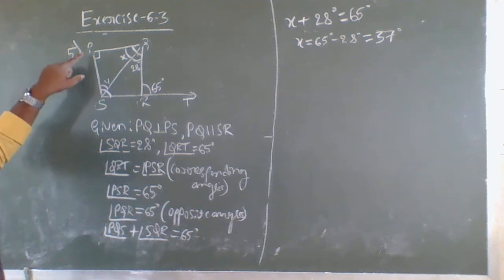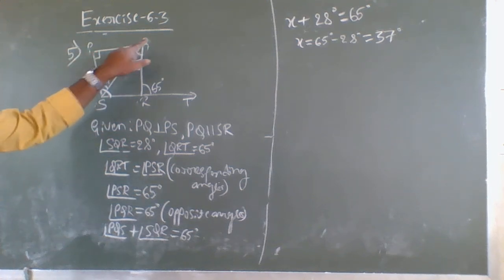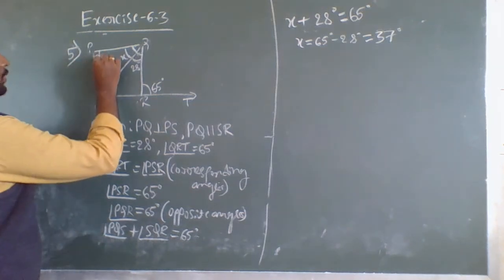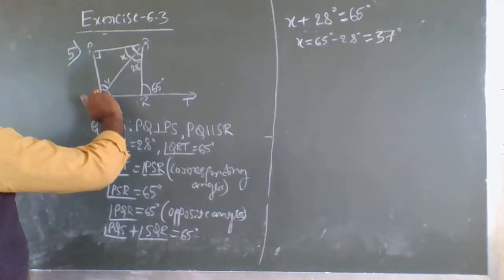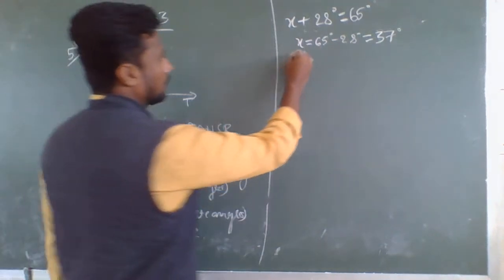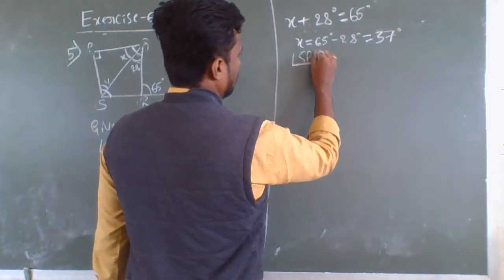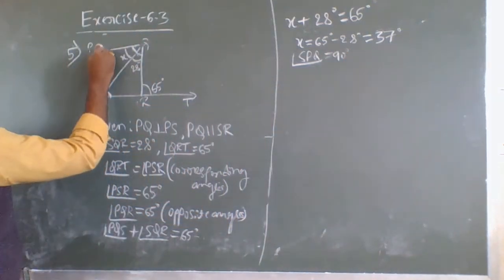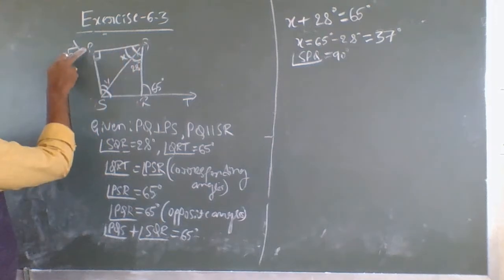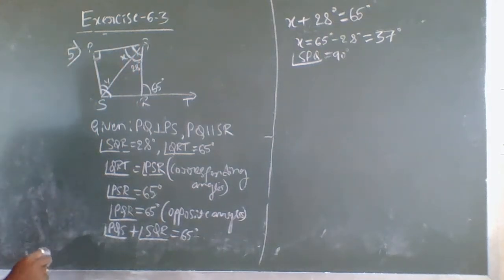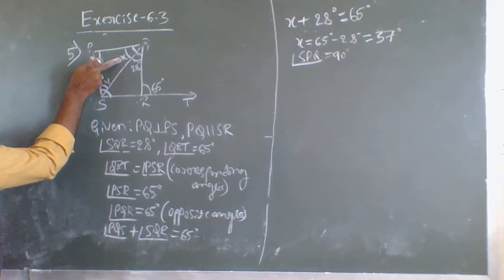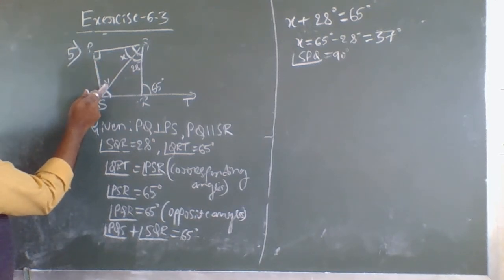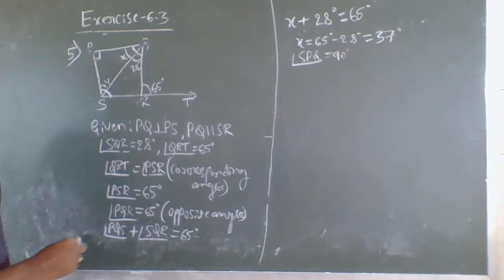And they have given here that PQ is perpendicular to PS. Means angle SPQ is 90 degrees. This angle SPQ is 90 degrees because PQ is perpendicular to PS. Therefore, it is 90 degrees. Now we got the value of this x, and this is 90 degrees. And now we can calculate the remaining angle y by using the angle sum property.